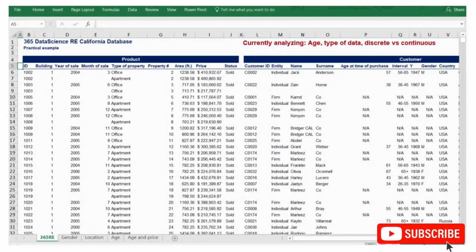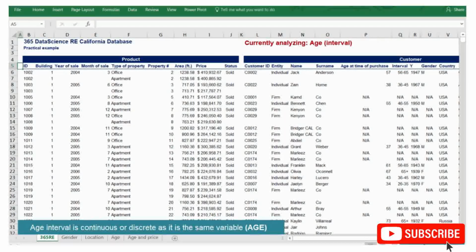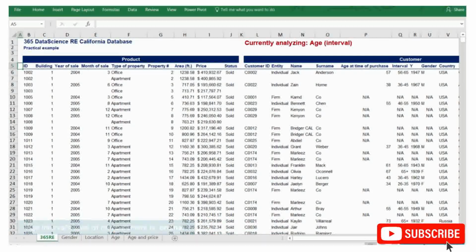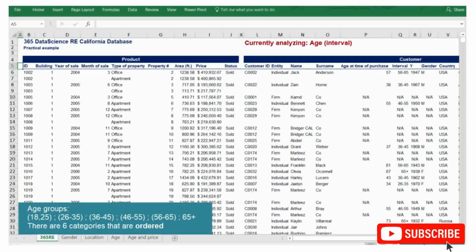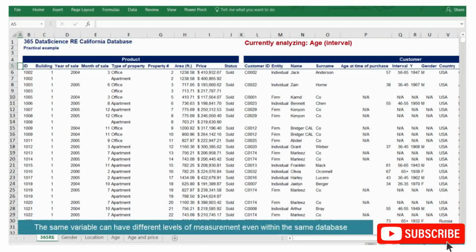The next variable we have is age interval. This is yet another way to represent age. Once again, it is continuous or discrete as we are talking about the same variable. This time though, the level of measurement is ordinal instead of a ratio. The age groups represent different categories ordered, but are not numerical. This shows that the same variable can have different levels of measurement within the same database.